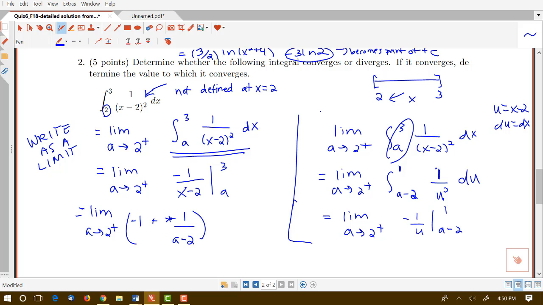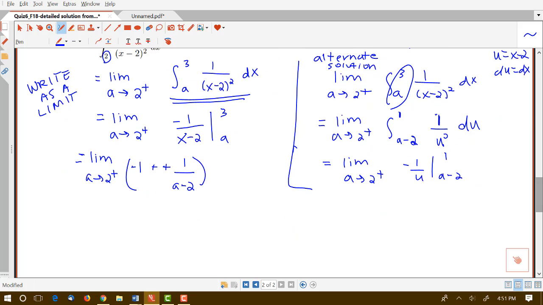I'll just write alternate solution over here if you had wanted to use U-substitution. Notice that this was going to be negative 1 minus this, so that became plus a positive.